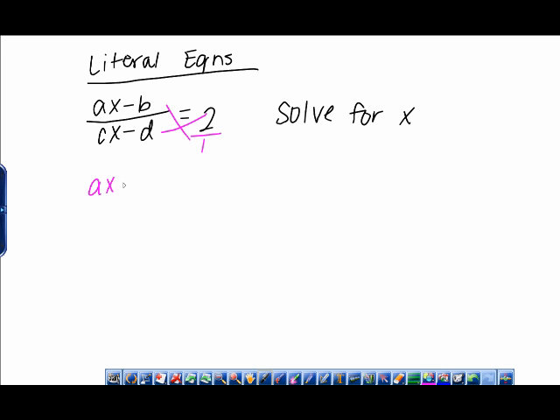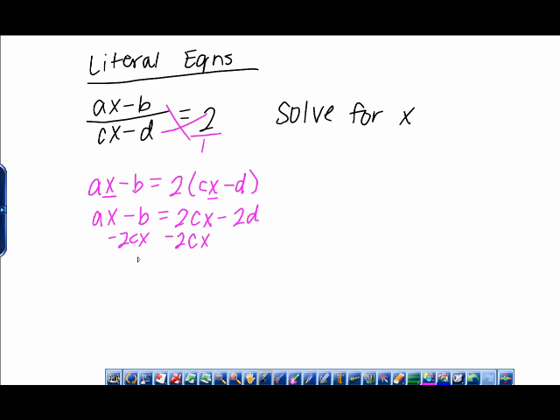So on one side, you'd have ax minus b, and on another side, you'd have 2 parentheses cx minus d. Now, the fact that x is on two sides tells me that I'm going to have to factor at some point or do something. But for right now, I just need to distribute that 2. So I have 2cx minus 2d. I need to get the x's on the same side, so I'm going to subtract 2cx from both sides. So I have ax minus 2cx, and then minus b equals negative 2d. I need to add that b over.